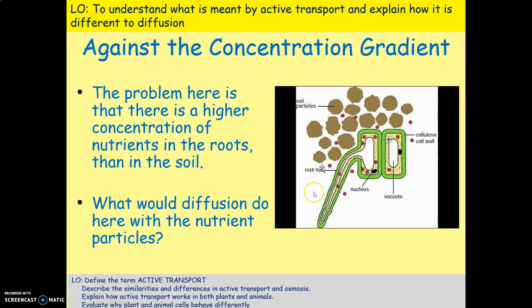And the nutrient will pass through the cell membrane of the root hair to get into the plant. And it will require energy that is released during respiration in the mitochondria of the cell. Okay, excellent.